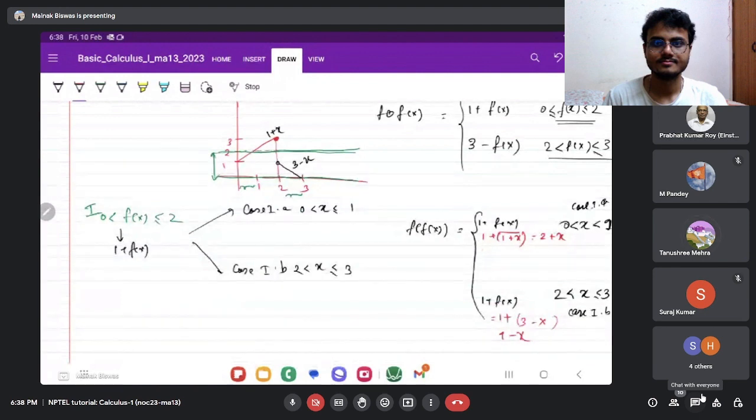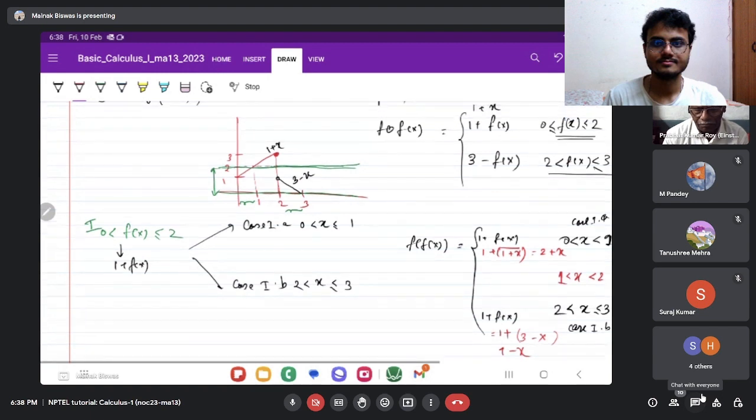And for the middle part, this is nothing but this, between 1 and 2. So there's nothing to do here. Between 1 and 2, it's always 1 plus x. 1 plus f of x, and the definition is also 1 plus x. This is why I'm telling you, concentrate on plotting graphs. That will help you a lot.